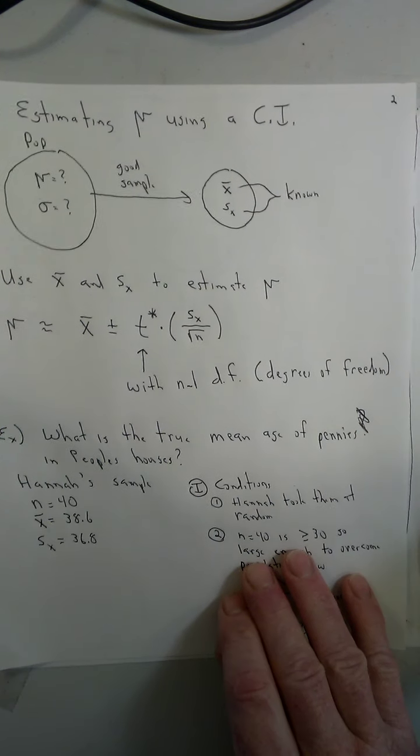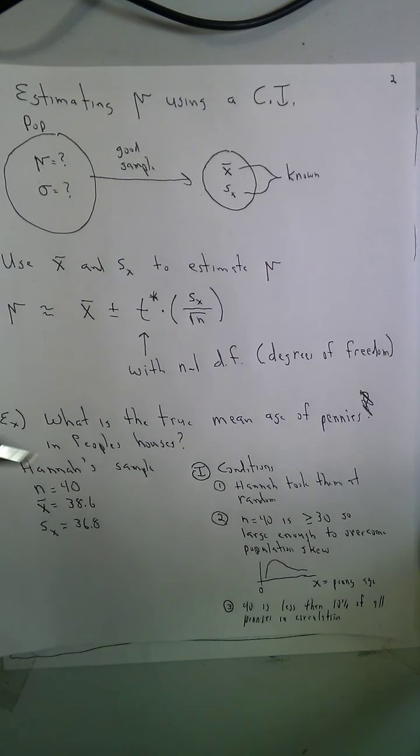So here is an example. Let's estimate the true mean age of pennies in people's houses around Hannibal. Here's Hannah's sample from her pennies of size 40. She had an average of 38.6 with a standard deviation of 36.8. So let's use these values to estimate the true average age of pennies.